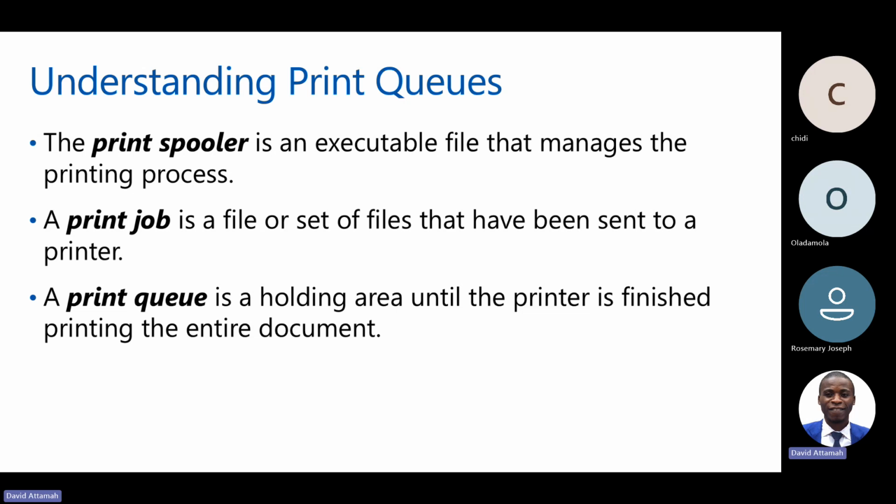Most times when you send a document to the printer, you see an icon close to where you have your date and time. It looks like a printer. From there, you can see the printing progress. When you right click and select the printer, you can see how many print jobs you have, how many are done, and how many are yet to be done.